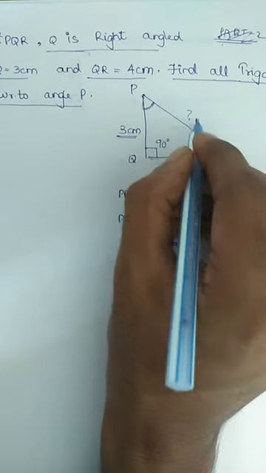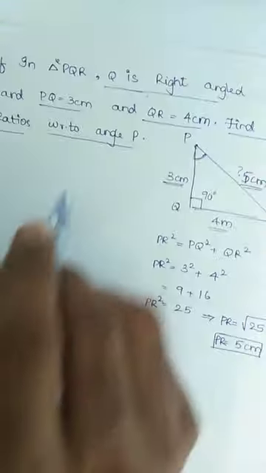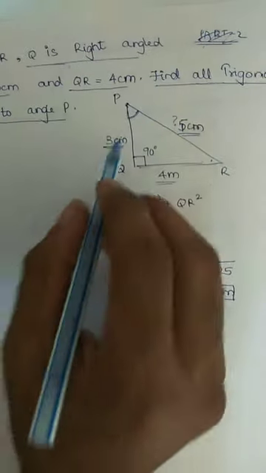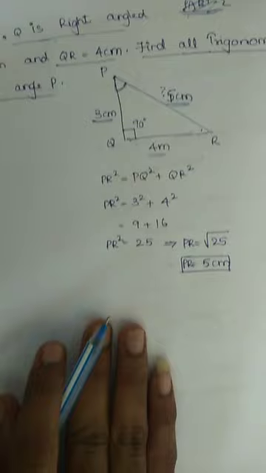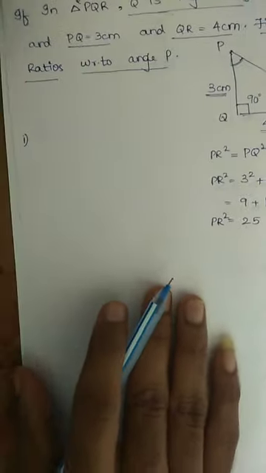Therefore, the length of this PR is 5 centimeters. So now we got all the sides of the triangle. So now we can find all the trigonometric ratios. Come on, let us find out.